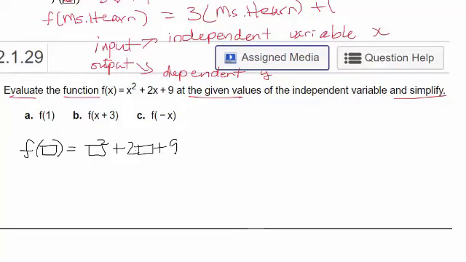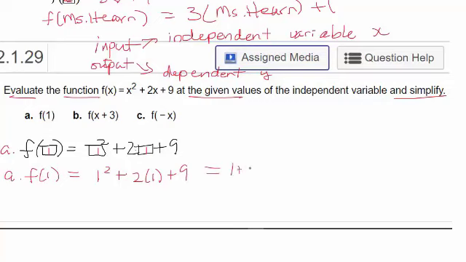So for part A, I'm putting a 1 in the box. So I'm evaluating 1 squared plus 2 times 1 plus 9 for f of 1. So that's going to be 1 plus 2 plus 9. All right, so we're going to have 3 plus 9 is 12. So f of 1 is 12. By the way, we were not asked this in this exercise, but that means that if we were to graph this function, we would have the point (1, 12) on the graph.